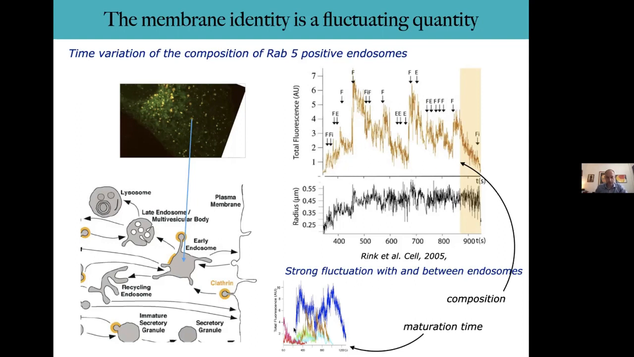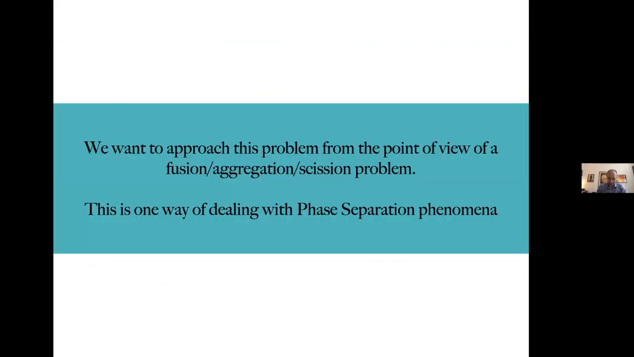And there are strong variations. If you look at different early endosomes, some of them are doing it really, really fast. Others are doing it slowly, and even with something that almost looks like a cyclic maturation and a cyclic variation of the early identity. So the goal of this slide is to tell you that everything in this system is very stochastic.